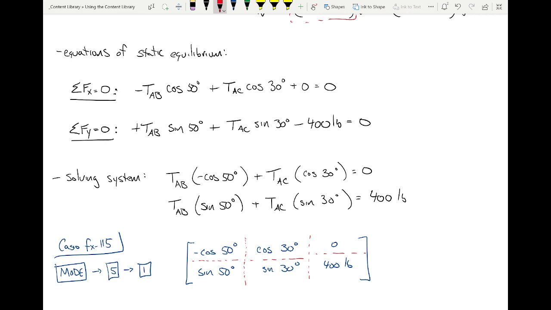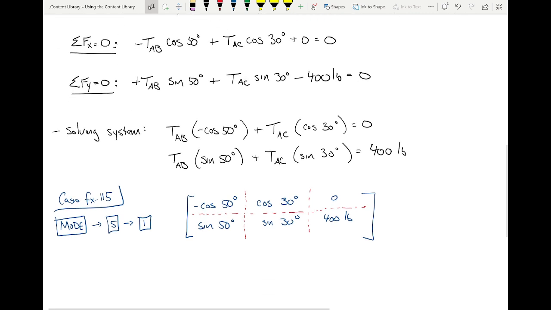Now here's the thing, I keep referencing the Casio. I don't care what calculator you use, you're going to input it in this fashion. So it's going to be the same input schematic. Now, when you use your Casio, it's not going to spit out TAB, TAC, etc. It's just going to spit out X and Y.